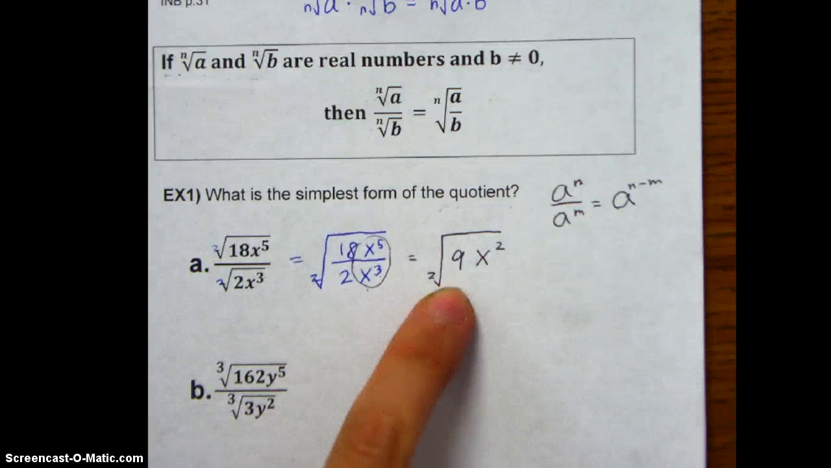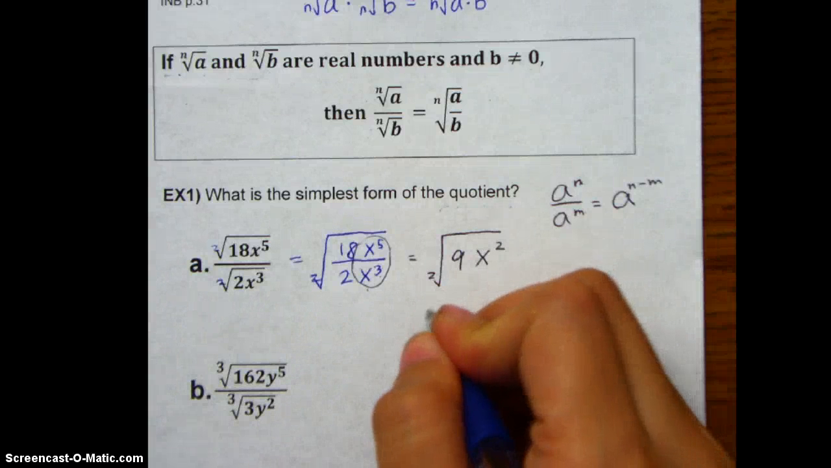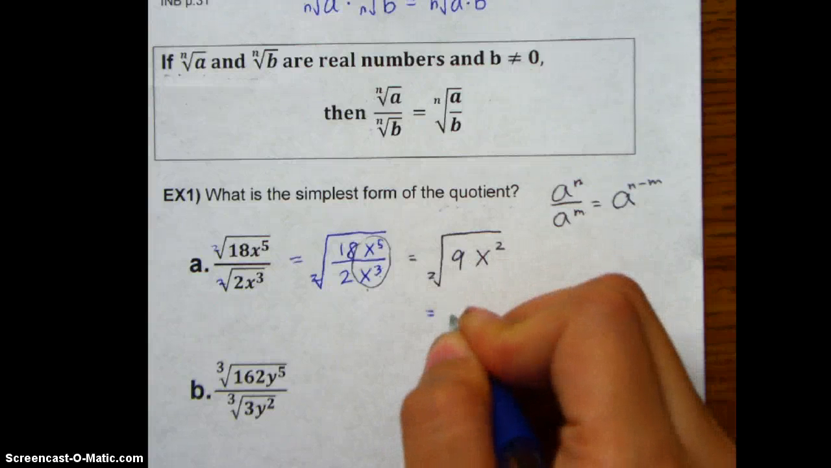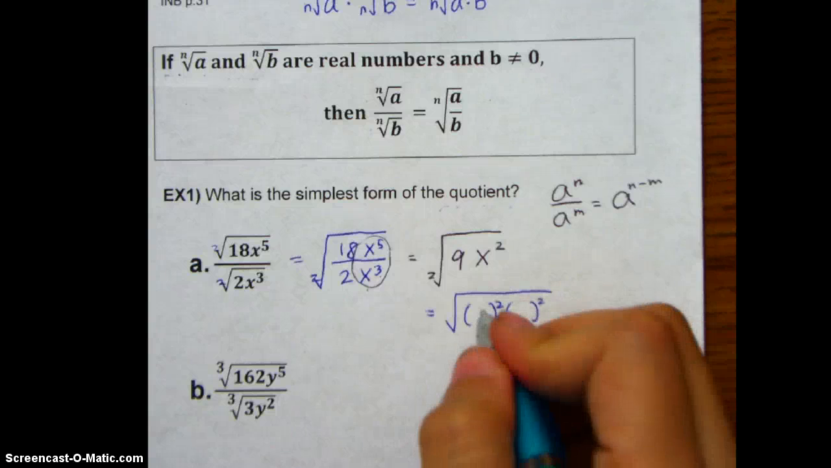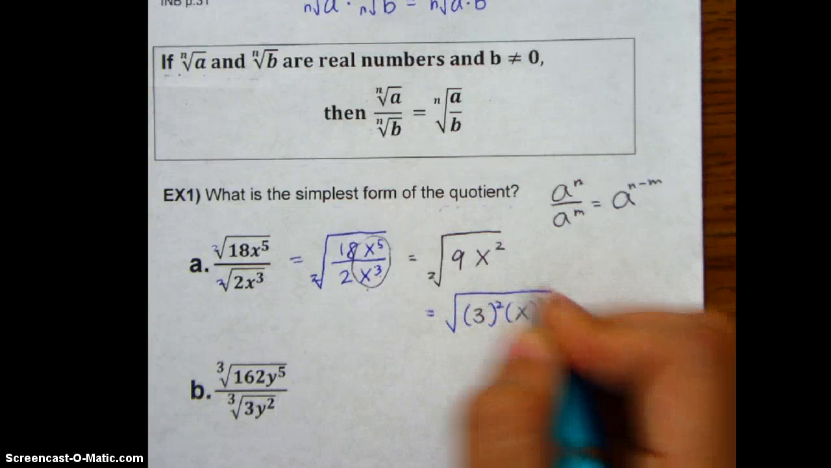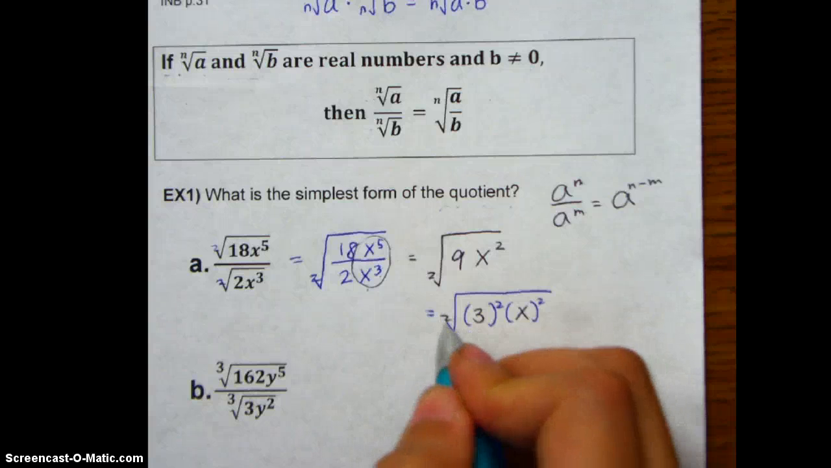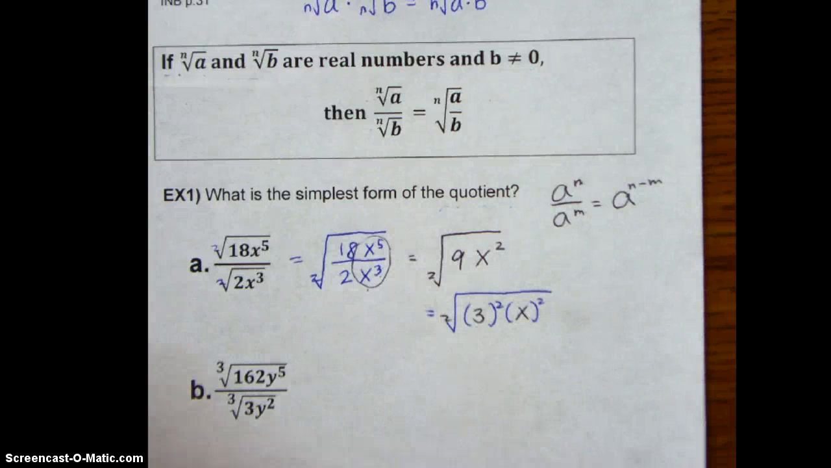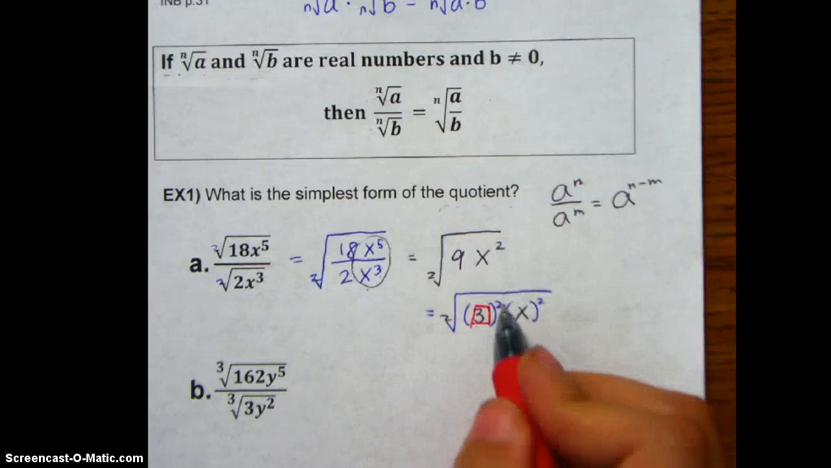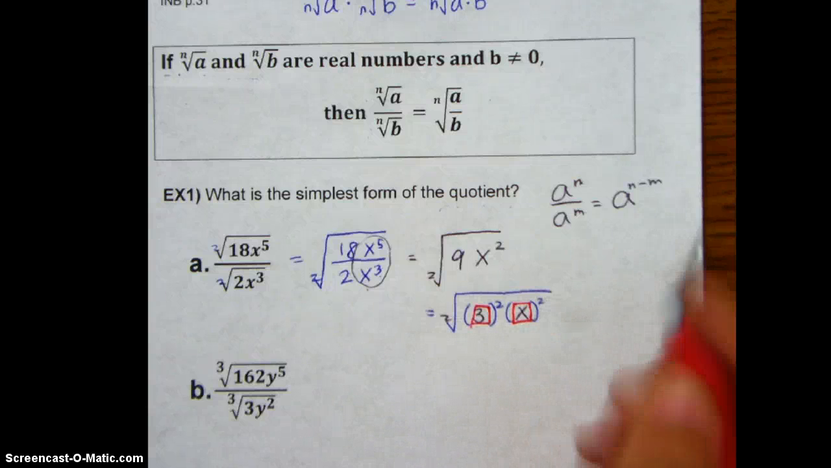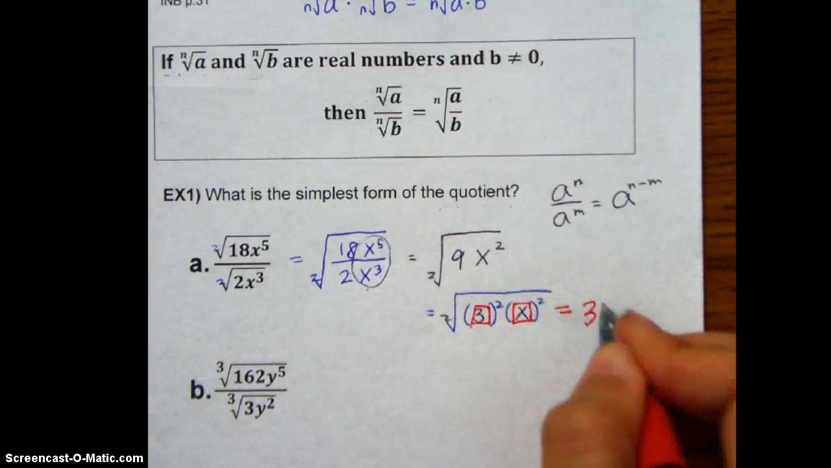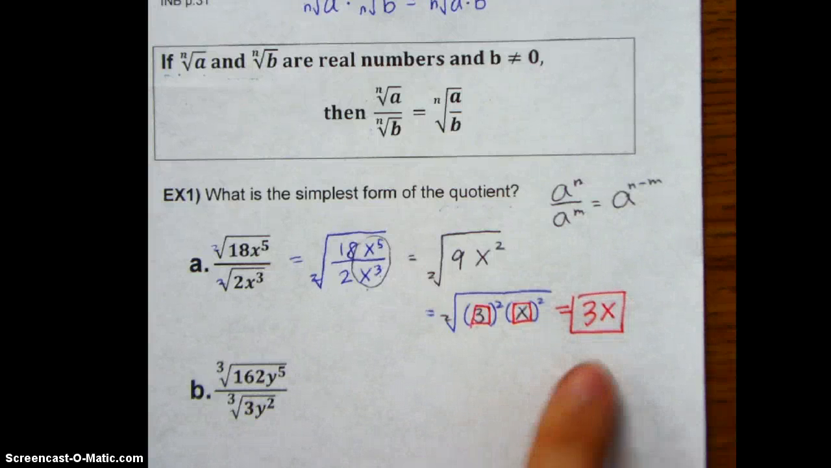Now we have the square root. We can think of changing this part as something squared. What's squared is 9, and what's squared is x squared. We know 3 squared is 9 and x squared is x squared. Since the index is 2, I can take out this part, because the 2 and 2 cancel. I can also take out x, because this 2 and this 2 cancel, and I will have 3x. And that's the simplified form of this expression.